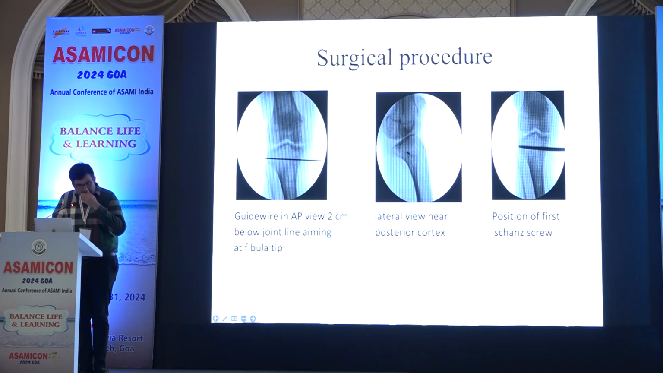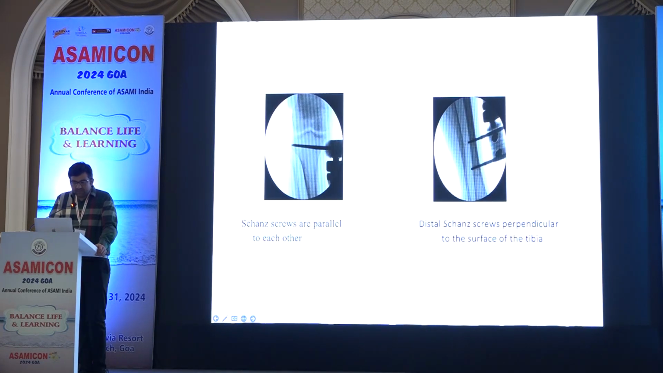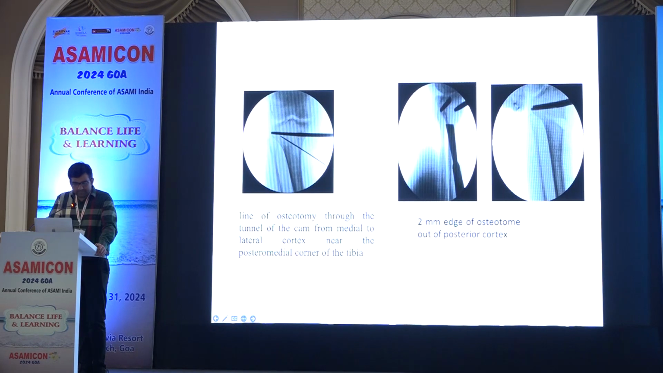Surgical procedure, first a guide wire was placed in AP view 2 cm below the joint line aiming for the fibula tip. On the lateral view, we made sure that it was near the posterior cortex. Then over that we drilled using a cannulated drill, and then we placed our first shank screw. The second shank screw was parallel to the first one, and the distal shank screw perpendicular to the surface of the tibia. The line of osteotomy was done through a tunnel cam.